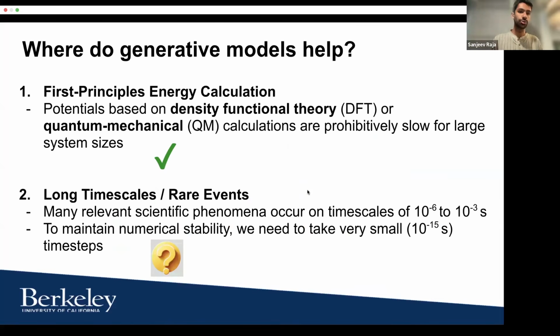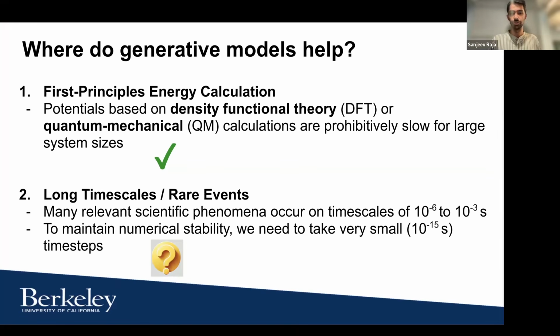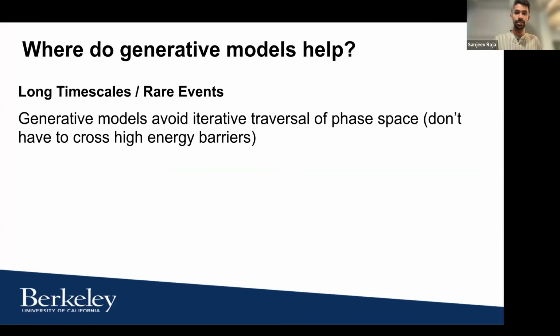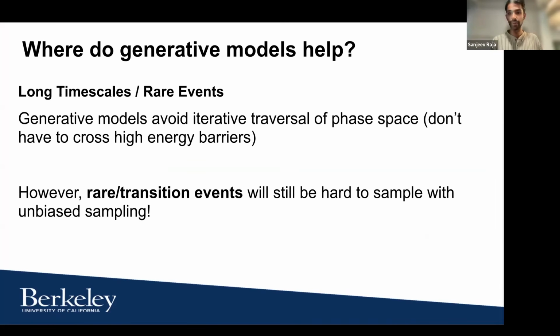And so if we go back to our foundational problems, where do generative models help in sampling from these distributions? They certainly help with the first principles energy calculation side of things because there is no energy evaluation in a generative model. You just sample from the model, so that's nice. But the idea of having long timescales is still an issue. In some sense, generative models help with the long timescale problem because you don't have to iteratively traverse a sequence of states to, let's say, go from one energy well to another. But it's still the case that rare or transition events might still be hard to sample.